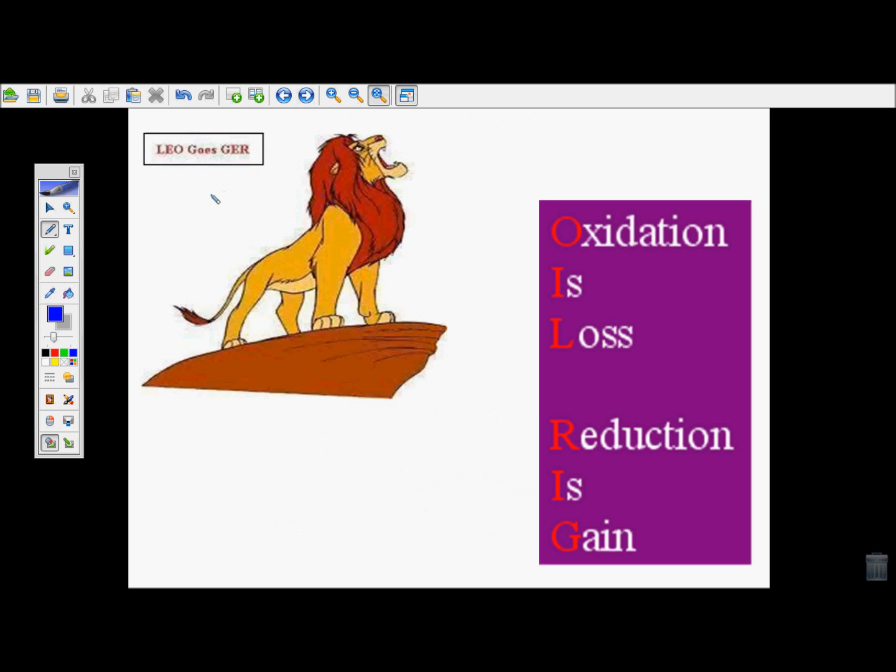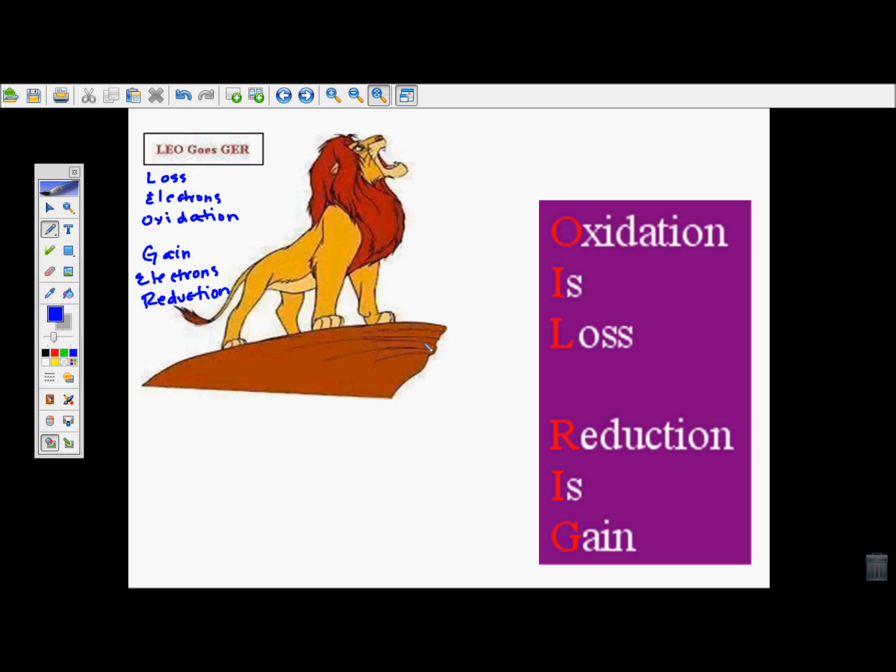Okay, now, if you're a little bit confused about what oxidation is and what reduction is, there's a couple of sayings that help you to remember these. The first saying is Leo goes grr. And this stands for, Leo stands for loss of electrons is oxidation, and then grr stands for gain of electrons is reduction.